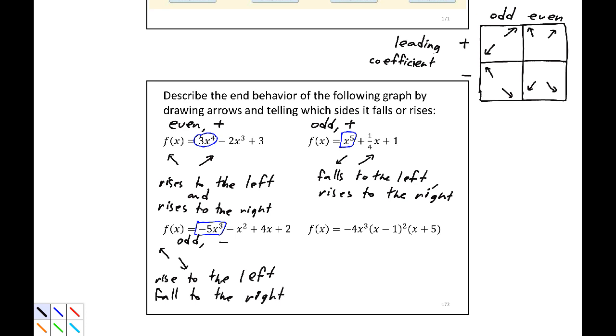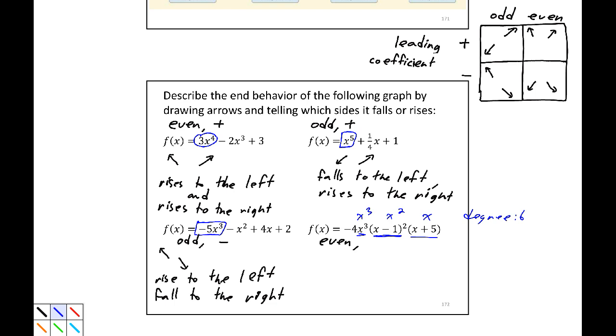And our last function, f of x equals negative 4x cubed, parentheses, x minus 1, parentheses squared, and times parentheses, x plus 5, close parentheses. This one is written in a different fashion, but we can deduce what the leading term would be by observing that this is an x cubed, this will be an x times an x, this is an x squared. So x cubed, x squared. And this last one would just have the highest exponent of an x. Adding those up, we get 6. So this is a degree 6, which is even.